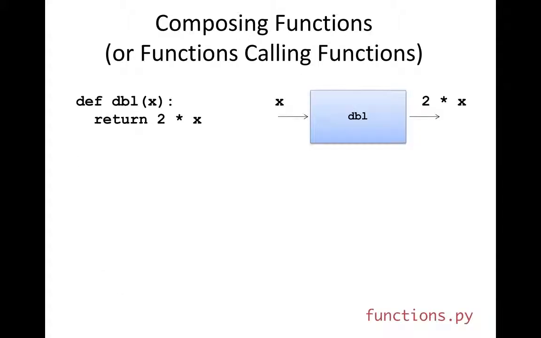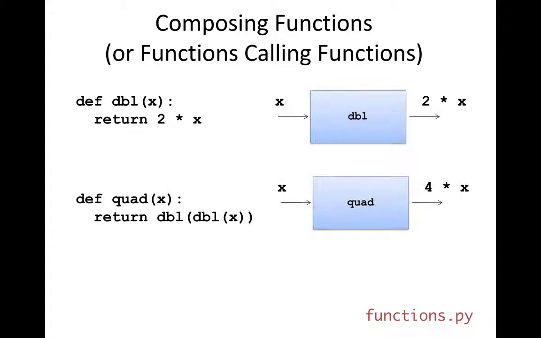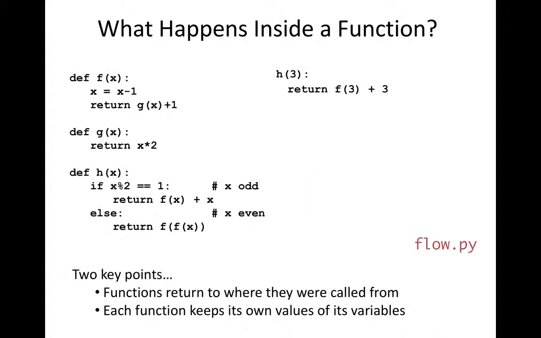So what does calling a function look like? What are the mechanics? So here on the left, I have an example function called double, DBL, and it simply doubles the parameter x. So the input to the function is x, the output from the function is 2 times x. Similarly, I can compose multiple functions together, as in the case of quadruple, or quad, where I take my parameter x and then I double it twice. So I double x and then I double the result of that. So inside of a function, we notice that functions always return to where they were called from, and each function keeps its own variables.